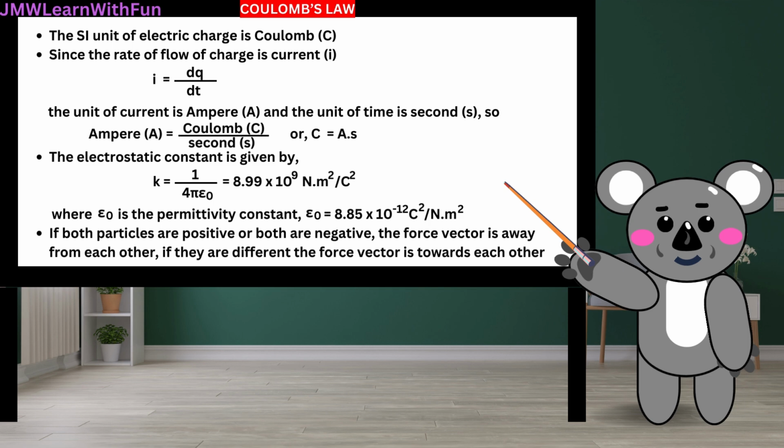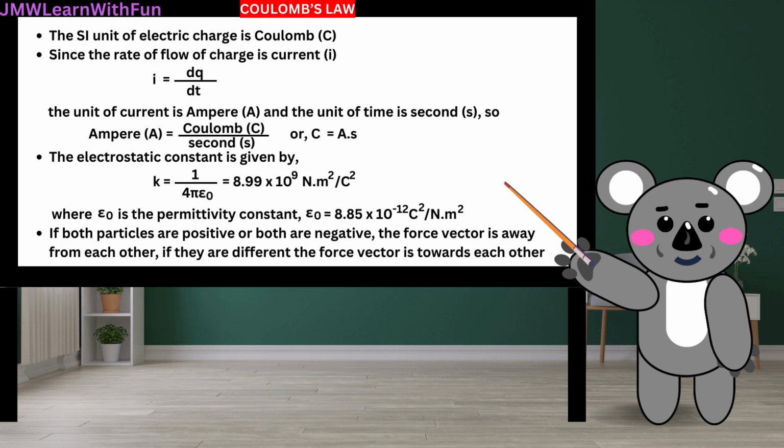The SI unit of electric charge is the coulomb, C. Since the rate of flow of charge is current, I = dQ/dt, the unit of current is ampere, A, and the unit of time is second, s, so ampere, A, equals coulomb, C, per second, s, or C = A times s.